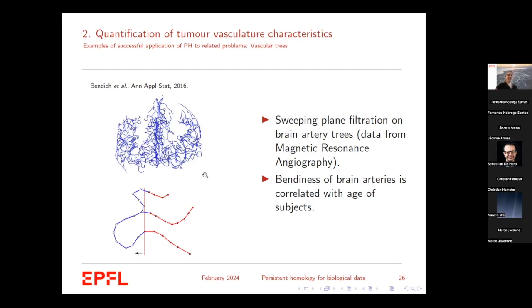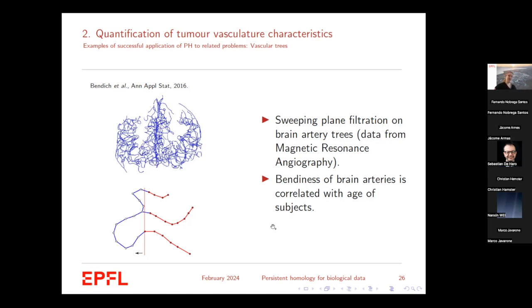What they introduced was they took as nodes and edges points that they sampled from these brain artery trees, and the connections corresponded to actual connections of the points along blood vessels. Then they introduced sweeping plane filtration. This means that they went from right to left with a plane stepwise, and introduced the edges and nodes that were on the right side of the plane into the filtration at a set filtration step, and then slowly slid this plane along and built those brain artery trees.